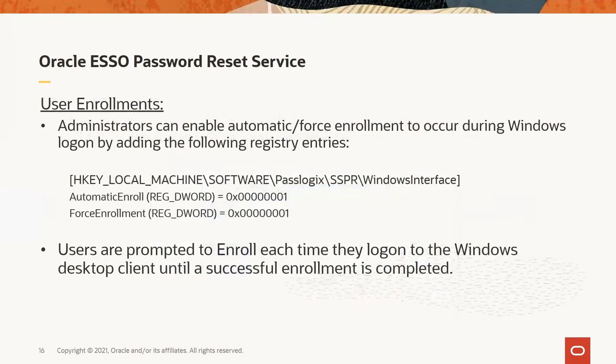To configure automatic or forced enrollment, the following registry keys can be added to the password reset client configuration in the Windows System Registry on the Windows client. Users are then prompted to complete the enrollment interview after logging onto the Windows desktop. Users can opt out of the enrollment interview and still log onto the desktop. However, they will be prompted each time they log on until the enrollment interview is completed successfully.